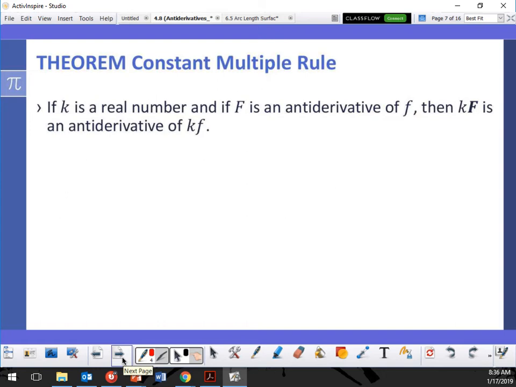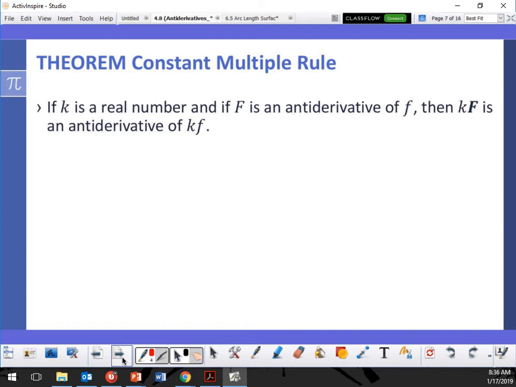Okay, right here. If k is a real number and F is the antiderivative of f, then kF is the antiderivative of k times little f, right? Because f is my function. It's basically the number that was out front. You could factor it out, take the antiderivative, and then multiply it back in. It happens a lot when we have pi. You don't actually have to have pi in my equation. I could just factor it out first, and then when I'm done, I multiply the pi back in.